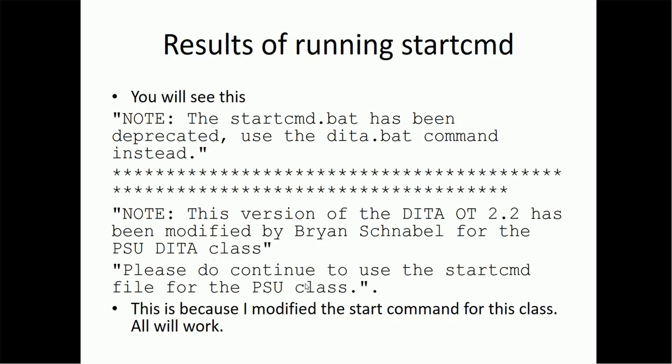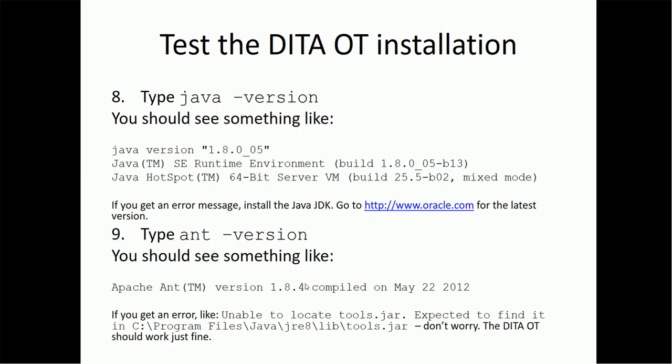When you do that, you will see a note about the start.cmd file being deprecated, and then I sort of hacked that file and put a secondary note saying that's okay, that for this class I've created some variables that I want us to use. It will all work. Then we're going to test it. We'll type java -version. Hopefully we'll see an affirmative message. If not, we'll need to install the Java JDK from oracle.com. I can walk you through that if you have trouble with that.